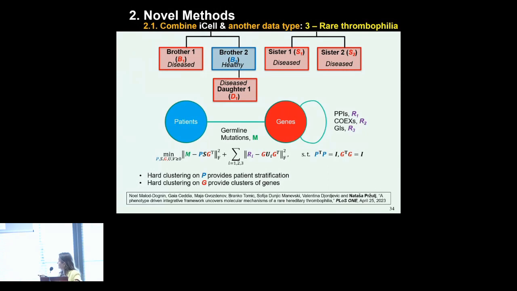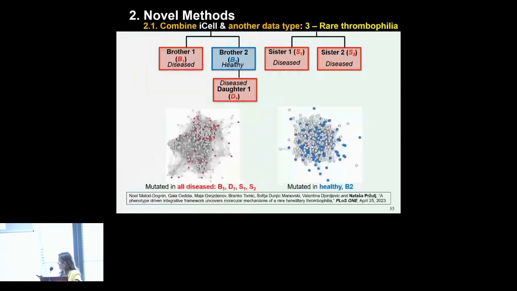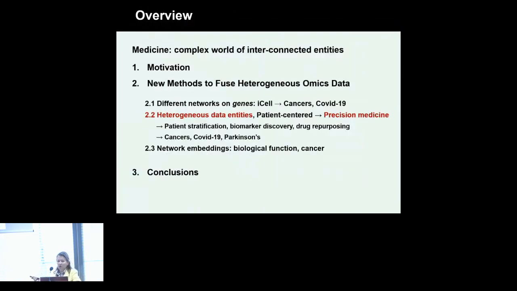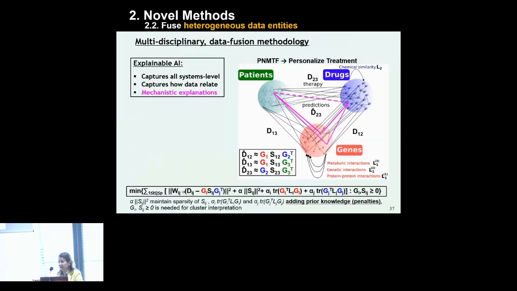And just an illustration of the result, that this is a cluster that's specific to all diseased people, and these mutations are specific to the healthy brothers, so possibly these are protective. But that is subject to future research. And now let's fully go into heterogeneous entities to improve precision medicine tasks.